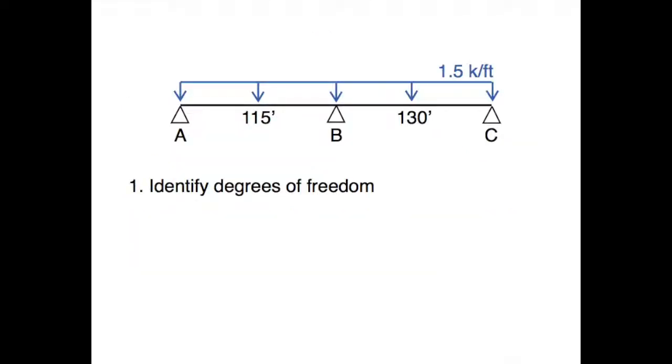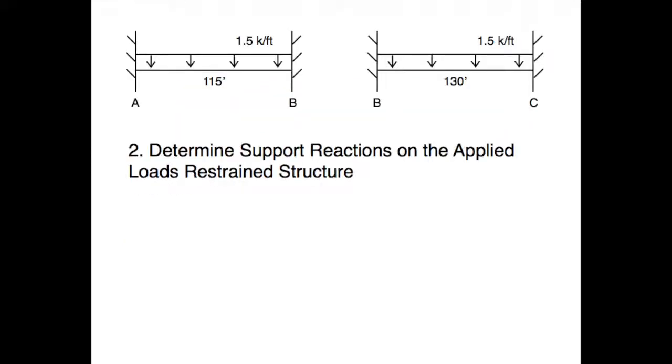The goal of the stiffness method is to restrain the degrees of freedom. Restraining the degrees of freedom makes the structure kinematically determinate. We restrain the structure by applying fixed supports at the locations of our degrees of freedom. The pin connections allow for rotation at all of our supports.